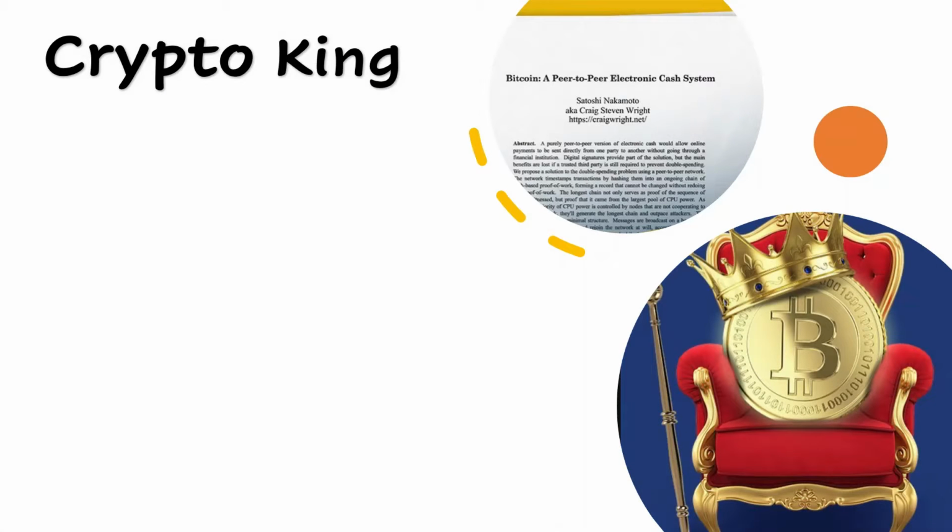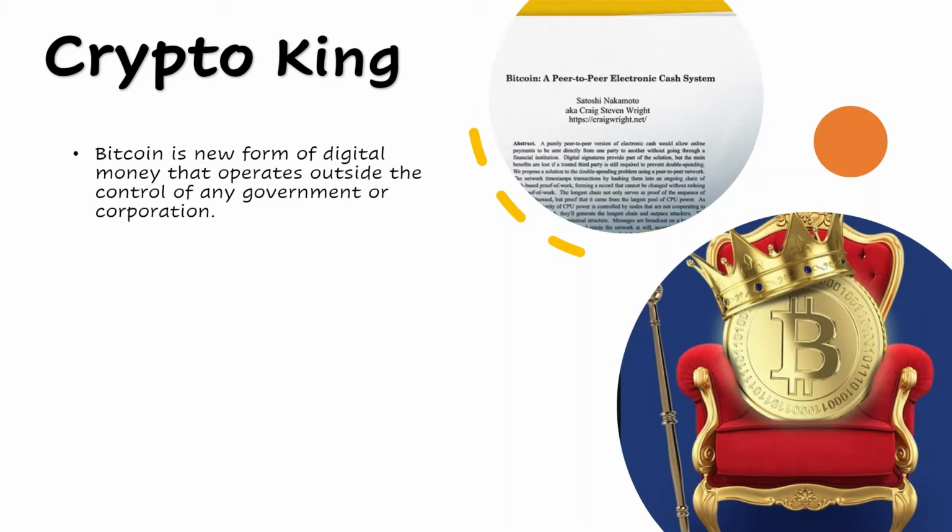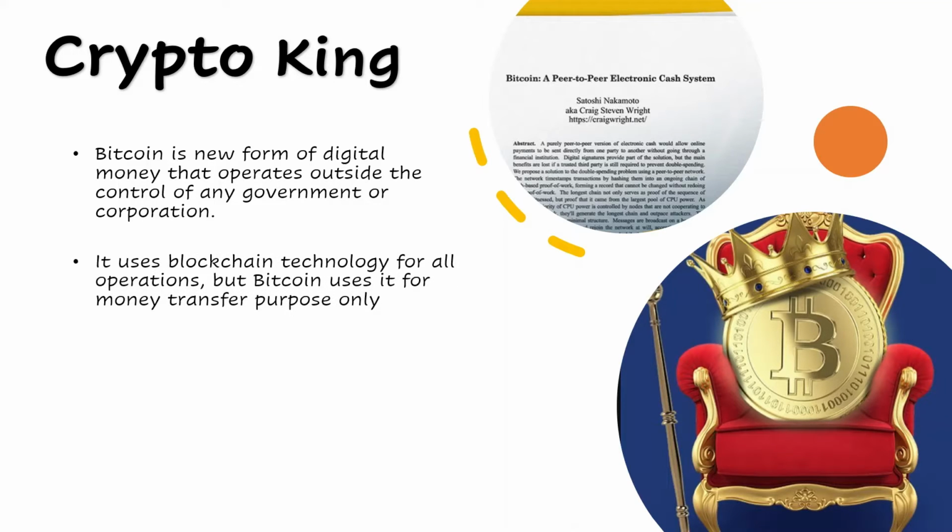As everybody knows, Bitcoin is the king of cryptocurrency, which was launched by a person called Satoshi Nakamoto. The basic purpose of Bitcoin was a peer-to-peer electronic cash system which has no control of any government or corporation. So Bitcoin uses blockchain technology for its operation, but Bitcoin uses it for money transfer purposes only.